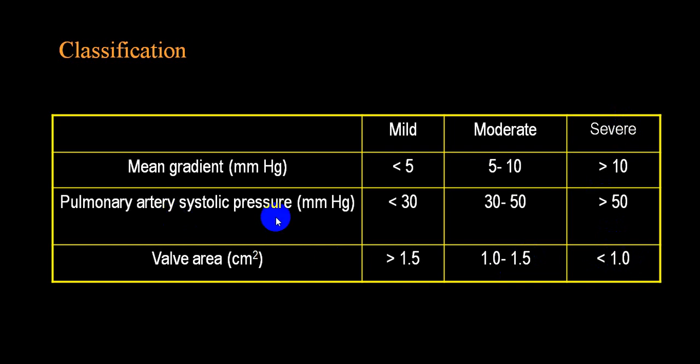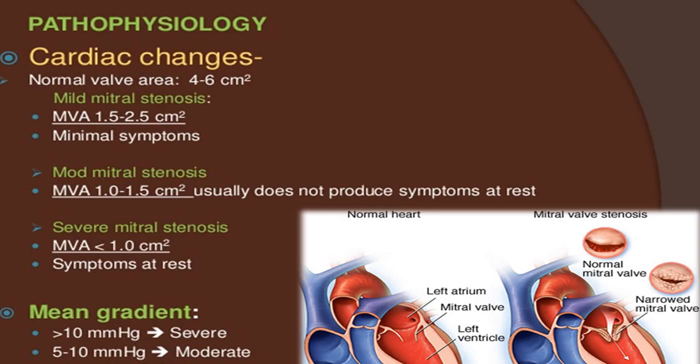As far as the pressure gradient is concerned, mean gradient less than 5 is mild, 5 to 10 is moderate, more than 10 is severe. And pulmonary pressure, if it is more than 50, it is straightforward severe. Between 30 to 50, it is moderate. So these are the three factors which can be considered to classify into mild, moderate and severe. Very commonly these are being utilized.